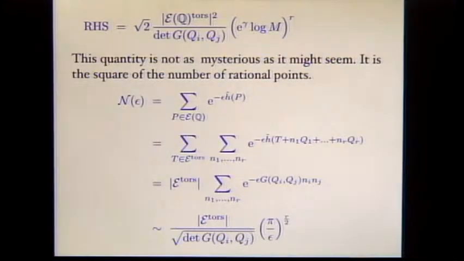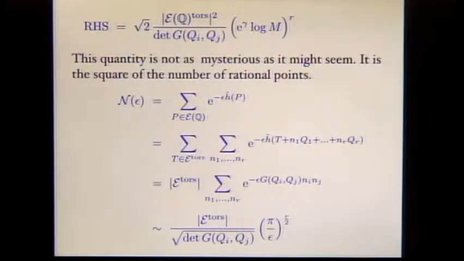The right-hand side of the conjecture says this. And when you're presented with this, it looks terribly complicated, right? It involves the torsion group and the inner product on the generators and the log M to the R, and the R is supposed to be this rather sophisticated and difficult number. But in fact, it's something that we learned from Zagier. It's in a paper of Zagier's. I'm sure it goes back before, but we learned it from Zagier, that this right-hand side is just the square of the number of rational points. Okay, and the argument is very simple, right?